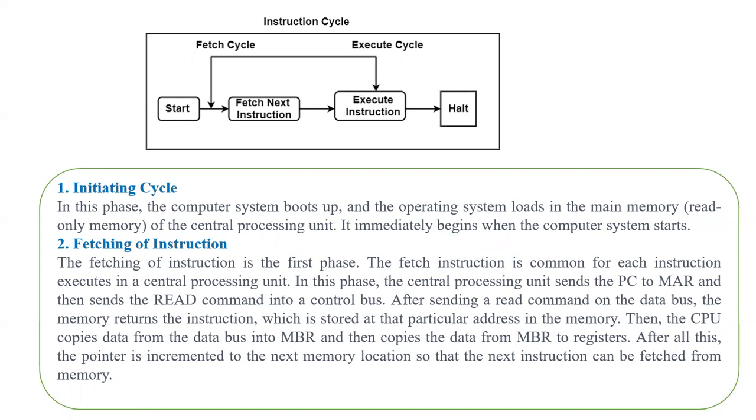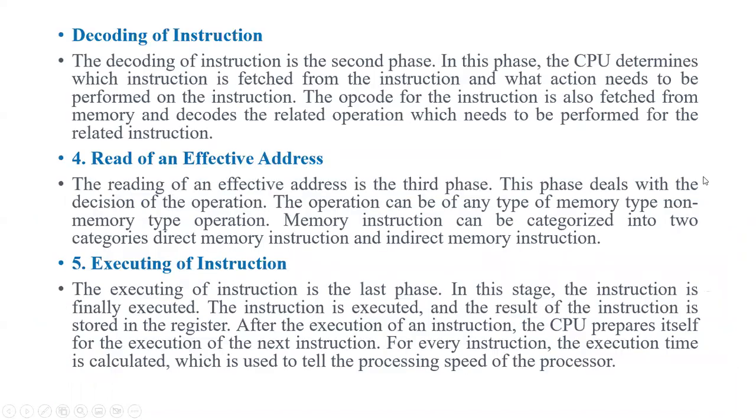Then the CPU copies the data from the data bus into the memory buffer register, and then copies the data from the memory buffer register to the registers. Decoding the instruction is the second phase. Here the CPU determines which instruction is fetched and what action needs to be performed on it. The opcode for the instruction is also fetched from memory and decoded into the related operation.